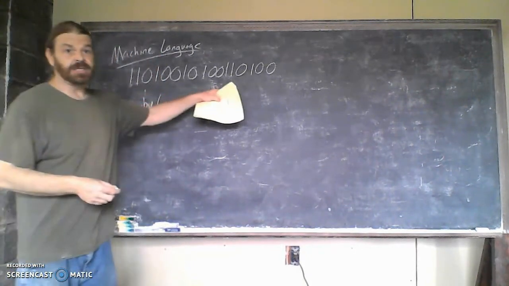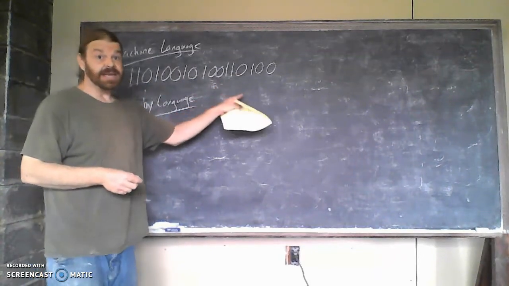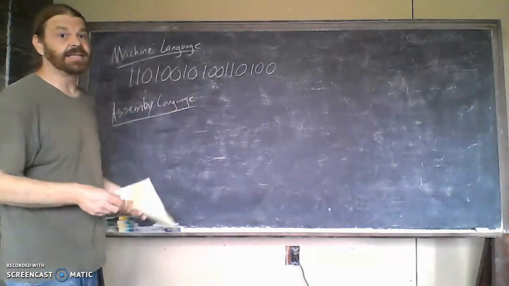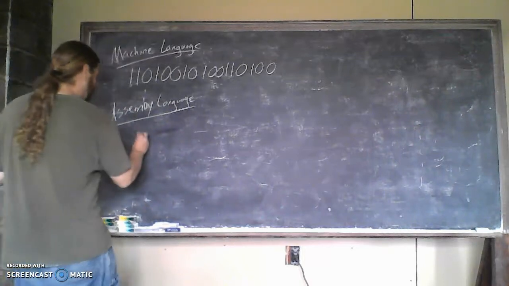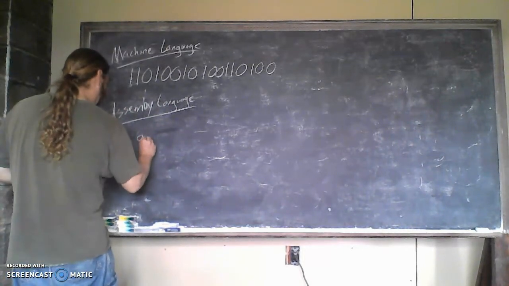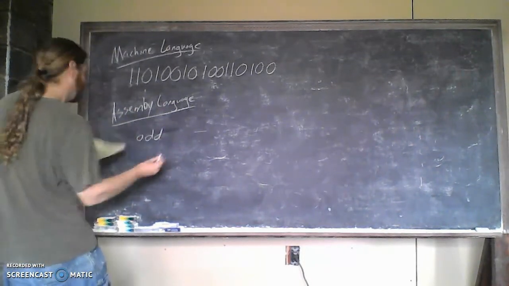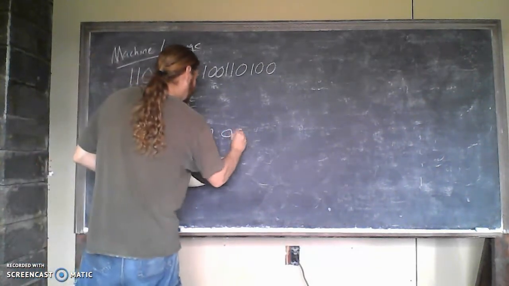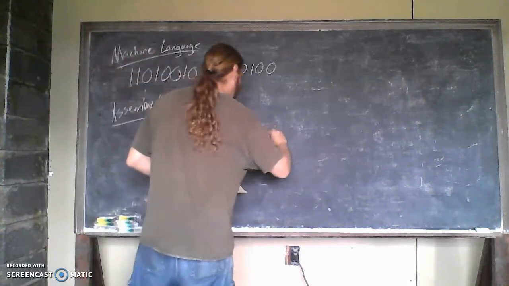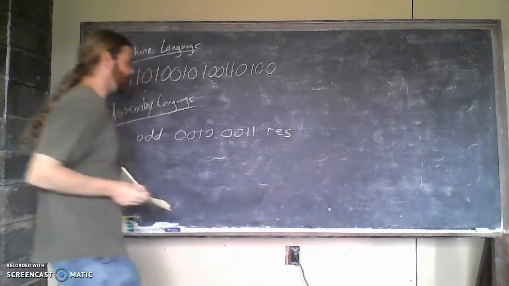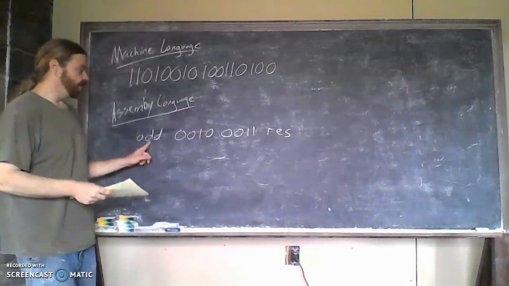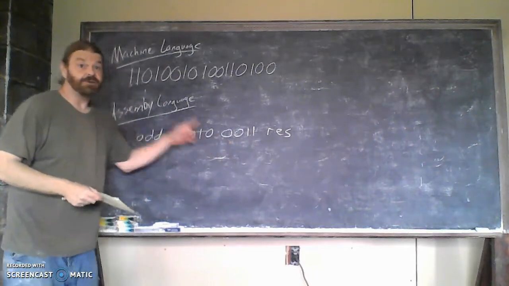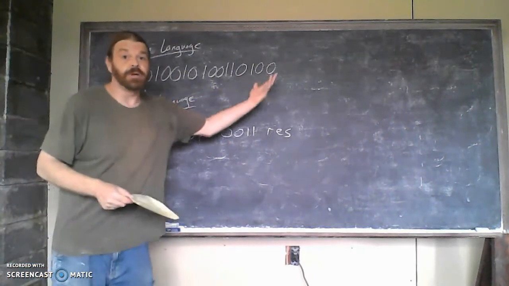In this same instruction on the same machine, I copied these examples. The human would type in something that looked more like add 0010 0011 result. So this is what the human would type in, which would get translated into this on a particular machine.